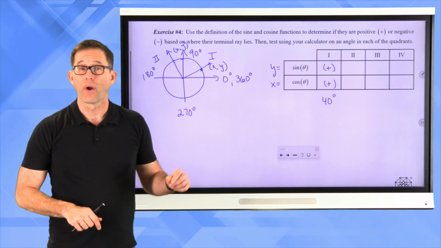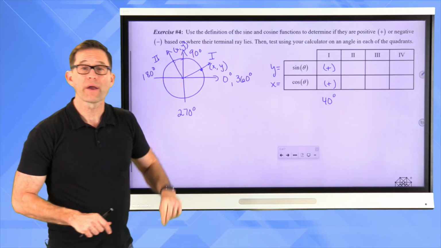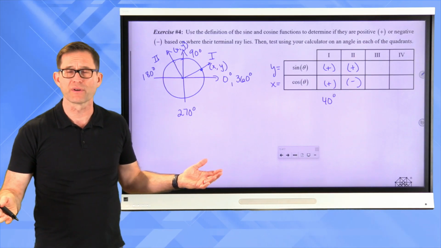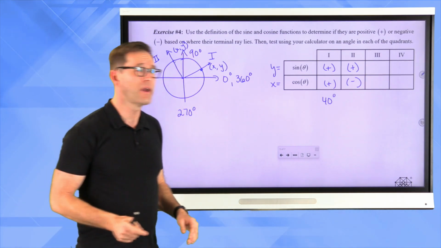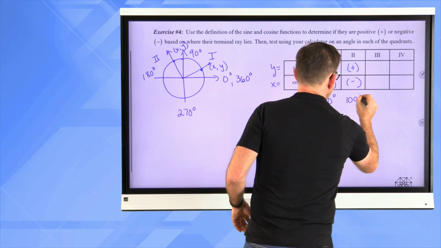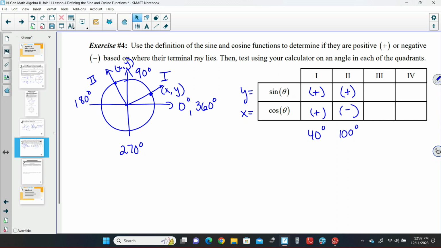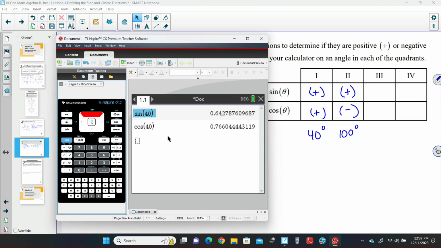Well, in the second quadrant, the x-coordinate is negative and the y-coordinate is positive. So since y is positive, sine should be positive. Since x is negative, cosine should be negative. Now, to do a particular example, pick a number between 90 and 180, let's say 100 degrees. Sine of 100: there I've got a positive sine.